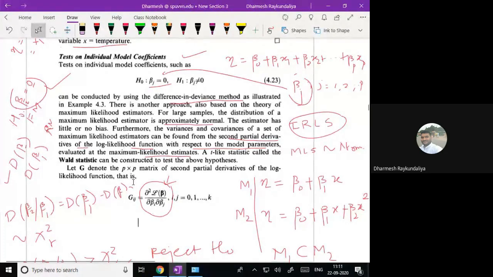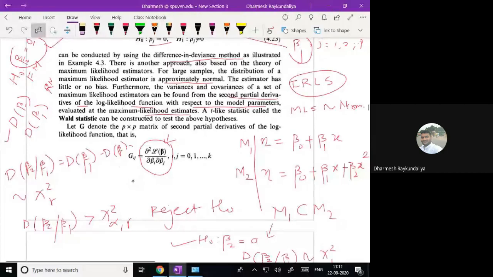So that we have already seen. We call them G_ij. G_ij is nothing but the second derivative of the log likelihood with respect to the parameters involved in the model. Here we have k parameters, so we have to take the derivative with respect to beta i, beta j, where i, j run from 0 to k. Parameters 1 to k are regression coefficients and 0 is for the intercept. Instead of p, they have considered k here.